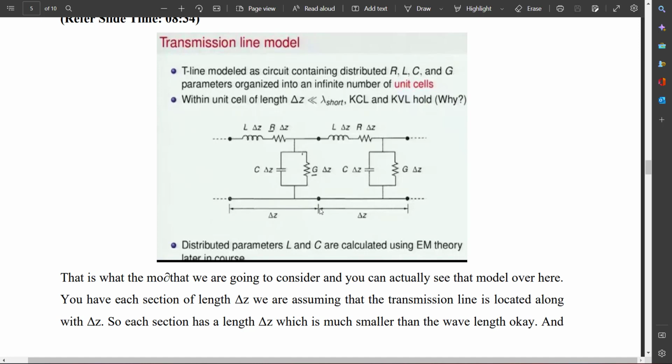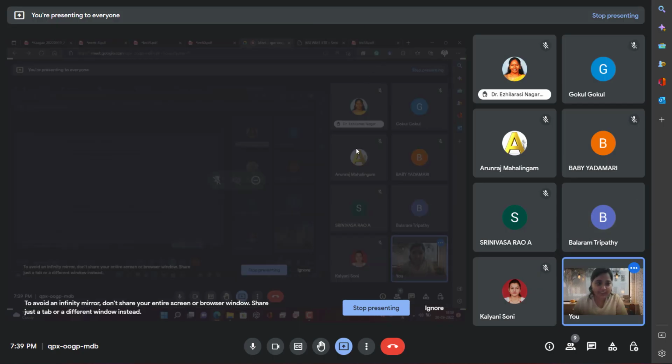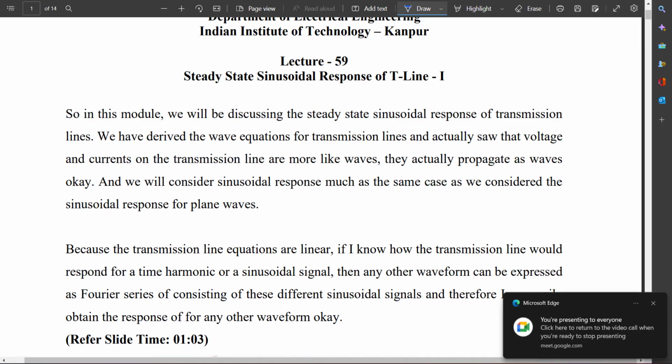You are talking about R, L and C, right? For R, L and C, I don't have an answer for this question right now. I will try to search it and then tell you what the answer will be, because it's changing. I don't know, I have to check.